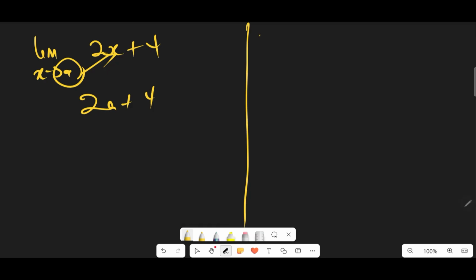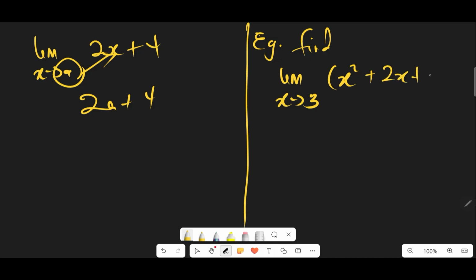Now, let's take an example. Find the limit as x approaches 3 of x squared plus 2x plus 1. Now we are saying that x is approaching 3. So it means that anywhere I see x, I'm going to put 3 there, so that we know the value we will get as x approaches 3. And that is what we are looking for.